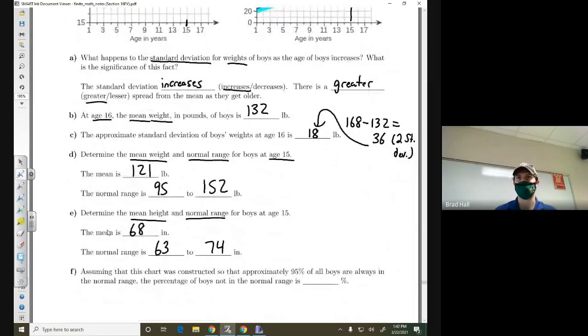Does anyone have any questions up to this point? If approximately 95% of all boys are in the normal range, what percent are not in the normal range? 5%. If 95 is normal, what percent is not normal? 5%, the remaining 5%.